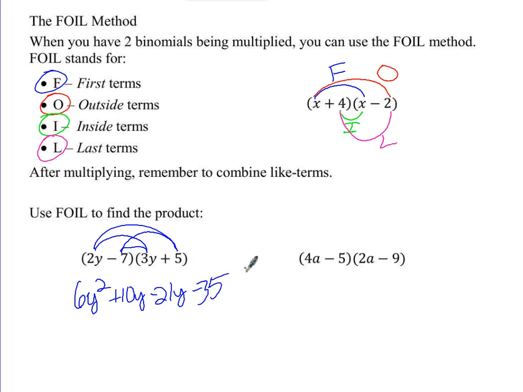Now when you do these problems, just like with the distributive property, which by the way, that's what this is, basically, you're just distributing twice is all. What do you have to do? Always combine like terms. There's almost always going to be like terms to combine on these problems. So we do have like terms here. We get 6y squared, what? Yep, so minus 11y, and then the minus 35. There's your answer.